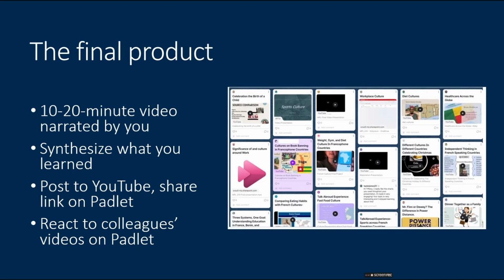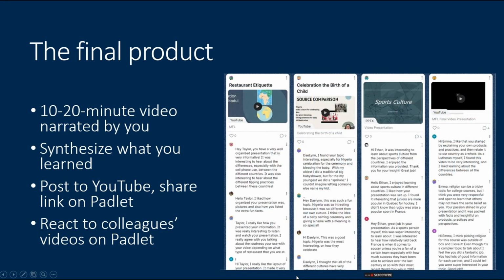Here's what Padlet looks like. You'll see it's sort of like a central bulletin board where all of your peers will post their videos. And then you'll be tasked with watching a sample of those videos and reacting on them. So you'll see something like this that's got all of the videos together, links to the videos together, and then I'm going to be asking you to comment on them, as you'll see here.